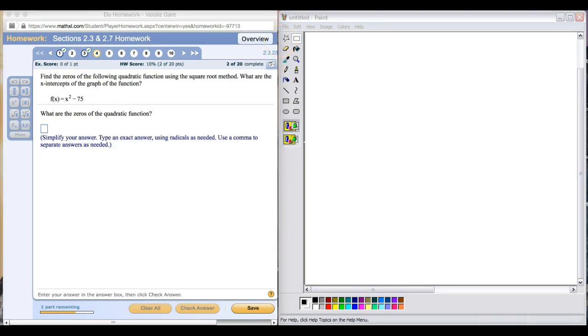All right, so the next problem that we're asked to do is to solve for the zeros of a quadratic function by using the square root method. And so I want to briefly go over the square root method first before we actually solve this problem.